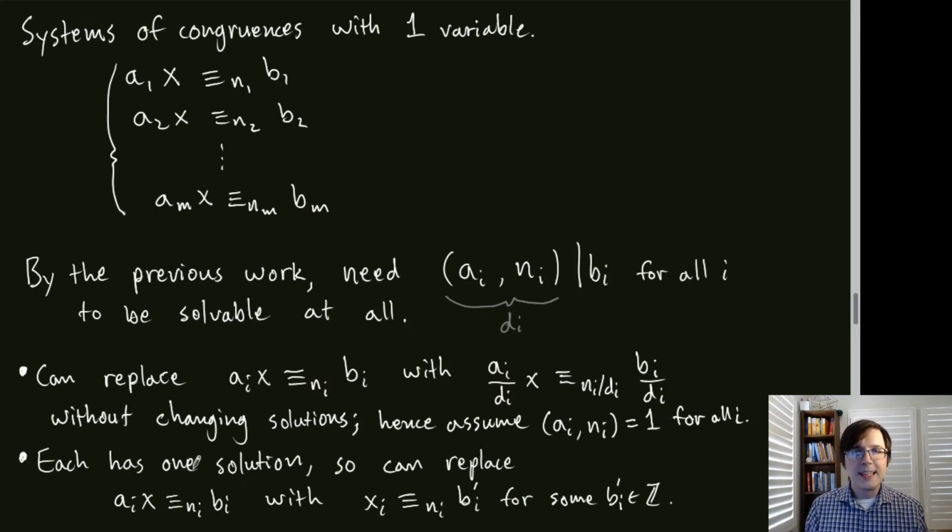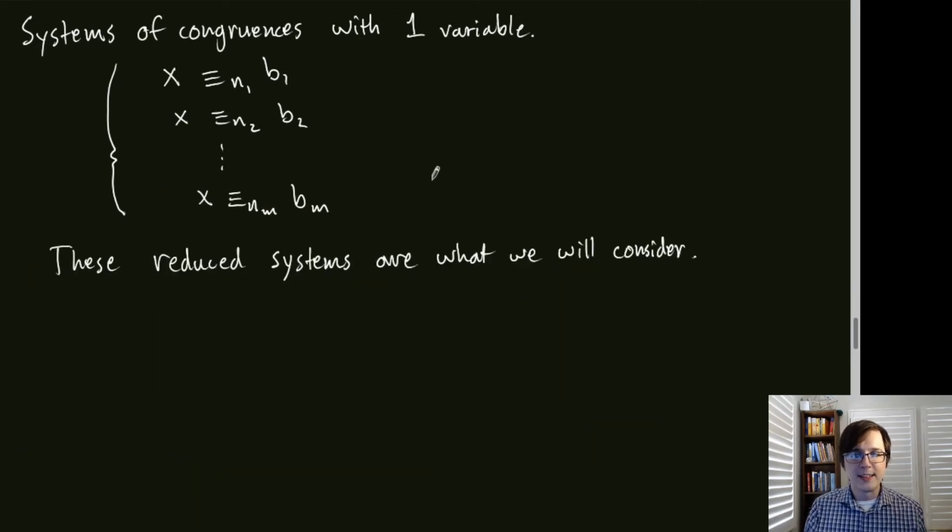Since each of them has one solution, we can just solve each of them individually. So a_i x congruent to b_i mod n_i, we replace it with x congruent to b_i prime, whatever the solution might be. Now that we've reduced it like this, these are the systems that we'll consider, where we have some number that modulo various moduli gives various numbers.